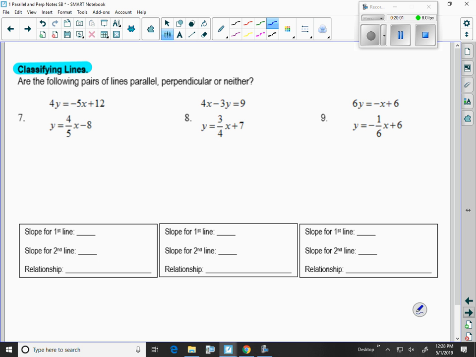Okay, it says classify the lines. If we're going to classify lines and looking at the slopes, we need to have them both in this form. Do you agree with me? To be able to see what the slope actually is, right? We need y equals mx plus b form for both of them. So in number 7, we need to rewrite this top one. Whichever one you need to rewrite, just rewrite it and then solve for y. So here I would divide by 4.